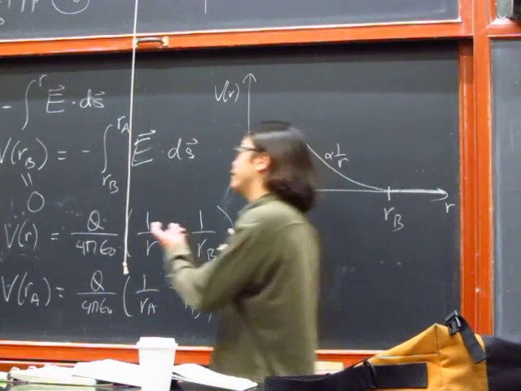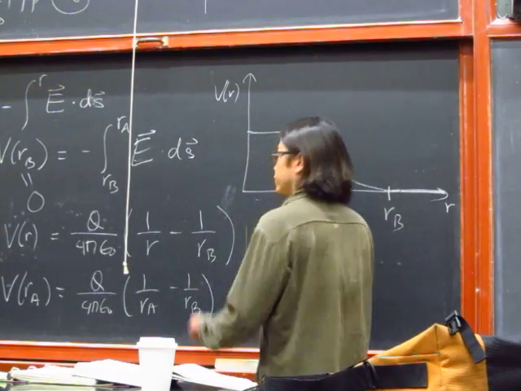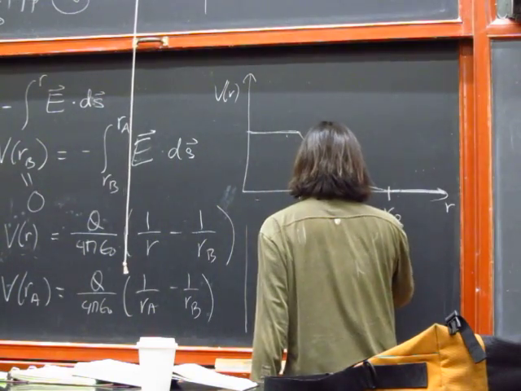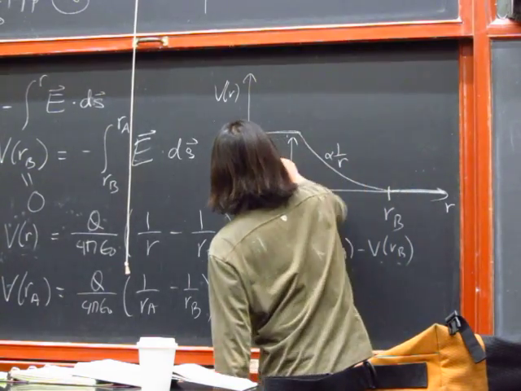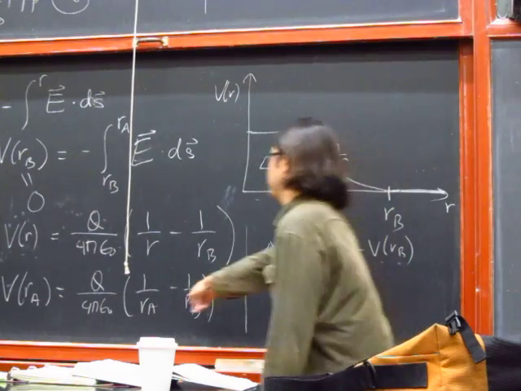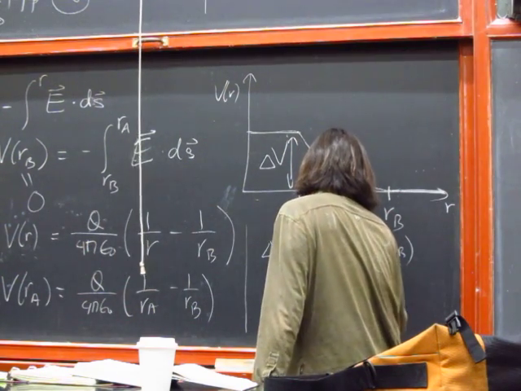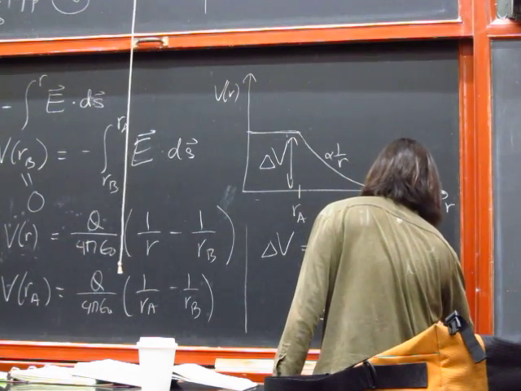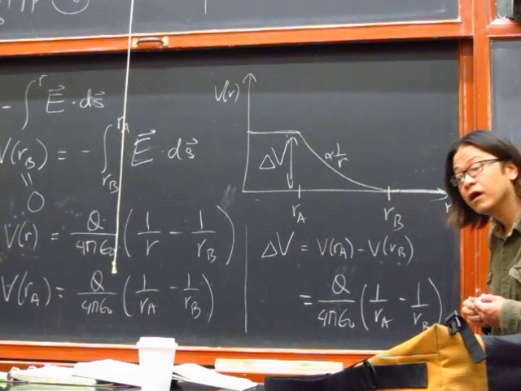And if I define a potential difference to be the potential difference between these two shells, V of RA minus V of RB, this is just equal to that, because V of RB is 0. So this is Q over 4 pi epsilon naught, times 1 over RA minus 1 over RB. And this is positive, because RB is greater than RA.